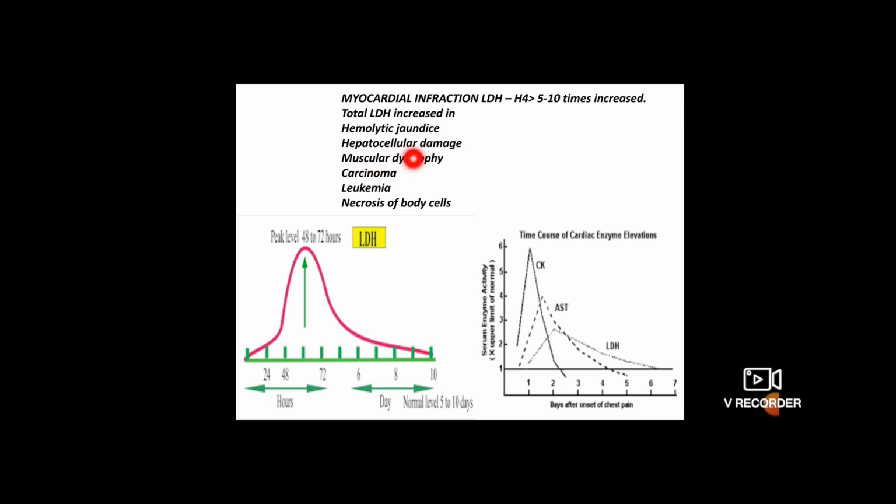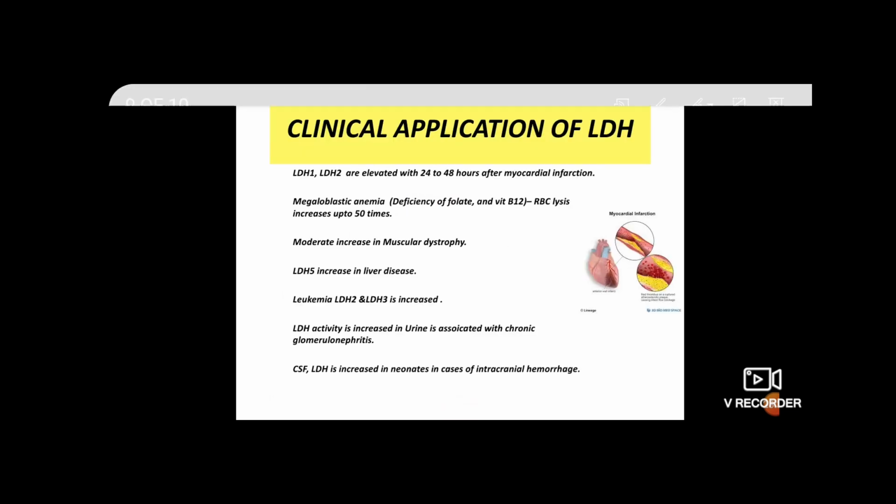And the next one, hepatocellular damage. Hepatocellular means the hepatic cells, the liver cells, if there is any damage, then also this enzyme is increased. Then muscular dystrophy, it is a muscle disorder. Carcinoma, the cancer to the muscles or the cancer to the liver. And then leukemia, WBC cancer type, and necrosis of bodies. These are the very good inference for the increase of LDH.